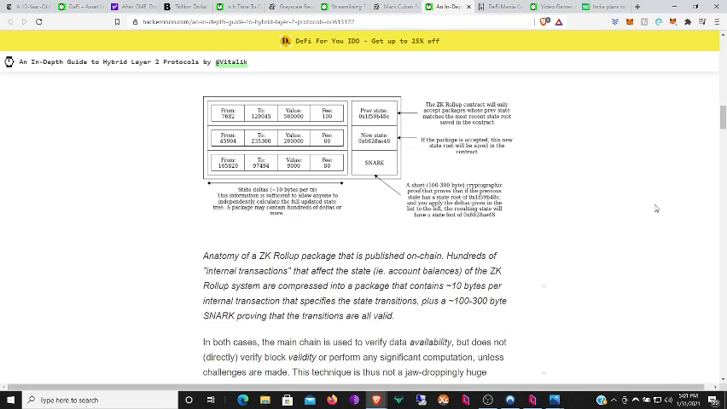Anatomy of a ZK Rollup package that is published on chain. Hundreds of internal transactions that affect the state, i.e., account balances of the ZK Rollup system, are compressed into a package that contains 10 bytes per internal transaction that specifies the state transitions, plus a 100 to 300 byte SNARK, proving that the transitions are all valid.